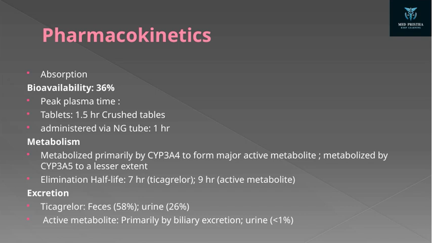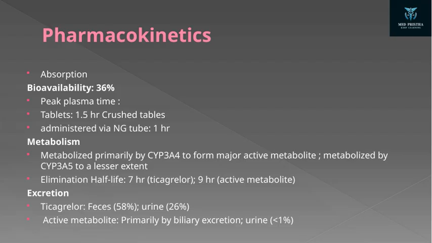Let's take a closer look at the pharmacokinetics of this medication. First, when it comes to absorption, the bioavailability is around 36%, meaning that about a third of the dose actually reaches the systemic circulation. The time to reach peak plasma levels differs depending on how it's administered. If taken as tablets, it peaks in about 1.5 hours, but if the tablets are crushed and given through an NG tube, it peaks faster, around 1 hour.